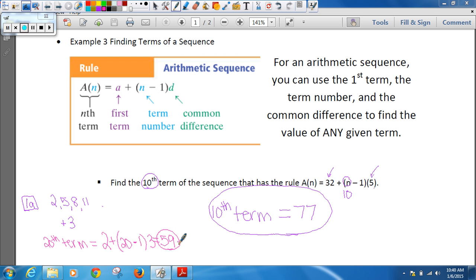So that is how you use your rule to find any term in an arithmetic sequence. You can go ahead now and complete the quick checks for 5-7, and then look at your schedule to find out what your assignment will be for this section.